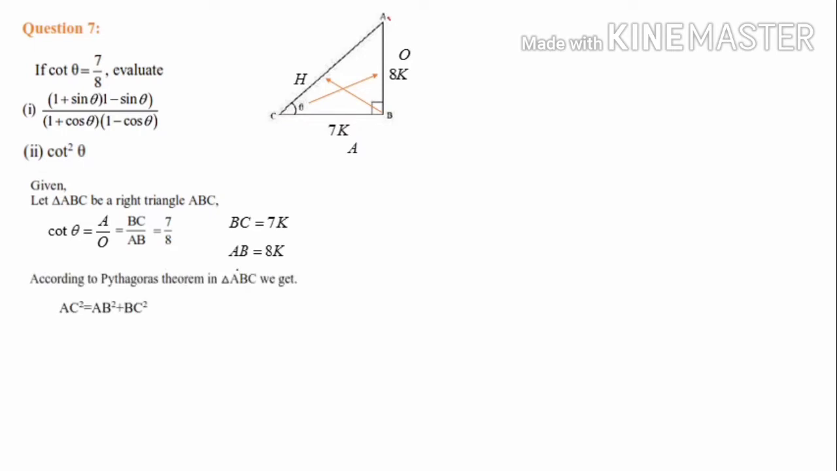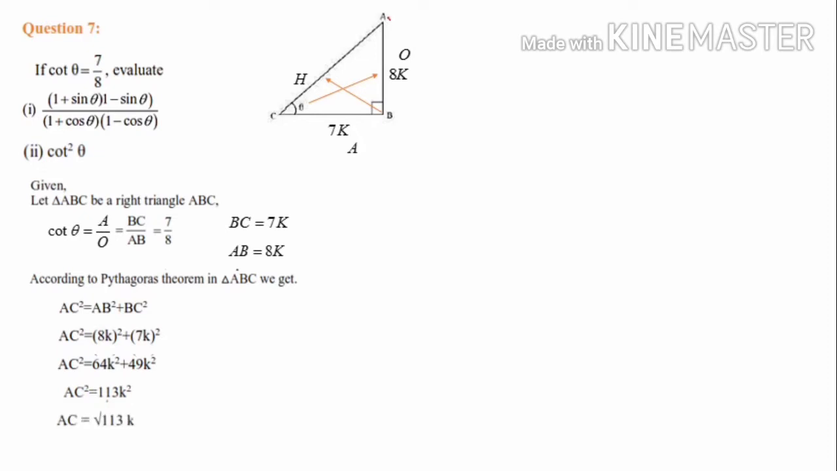By using Pythagoras Theorem, AC square is equal to AB square plus BC square. That is hypotenuse square is equal to sum of the squares of other two sides. Let's substitute the values. AC square is equal to (8K) the whole square plus (7K) the whole square. AC square is equal to 8 square is 64, then K square. 7 square is 49, again K square. Here we have got 64K square plus 49K square. That is AC square is equal to 113K square.